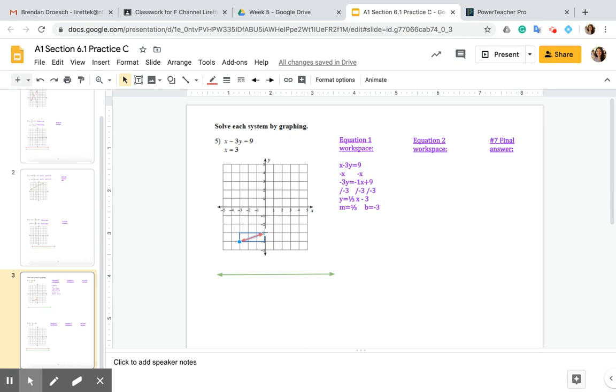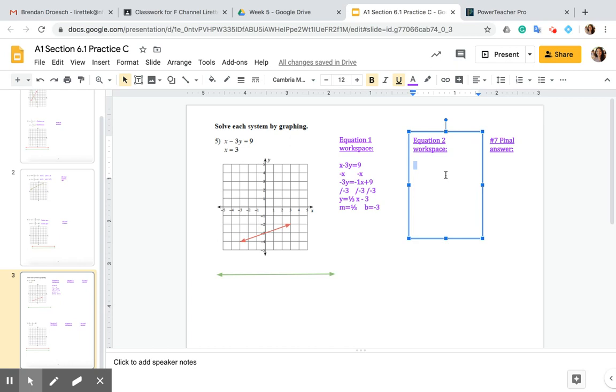So let me go to the other side and plot some more points that way. So I'm going to go up 1 and right 3. And I believe that's as many points as I can now plot. Not too many, but that's okay. All right, so I've got some workspace here for the second equation, but as you can see, there's no y variable. I don't need to get the y alone if there is no y.